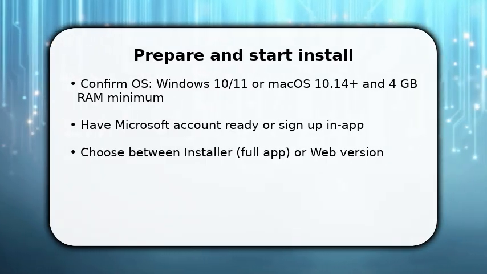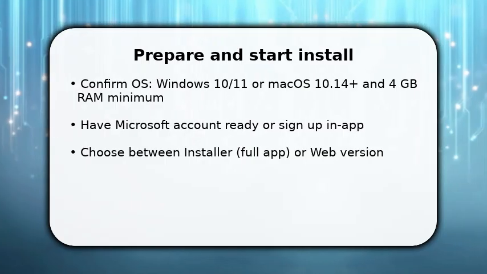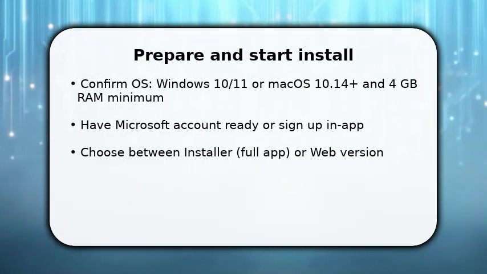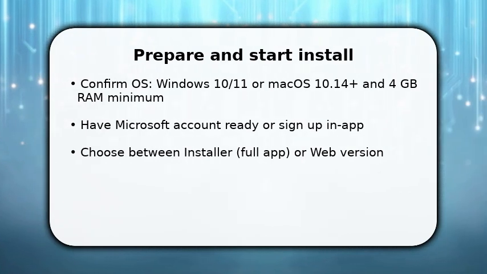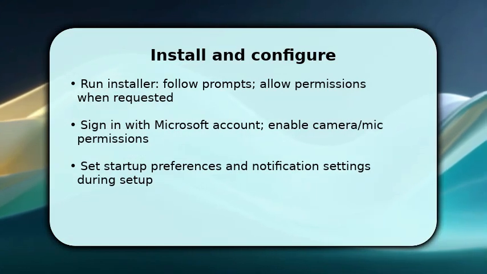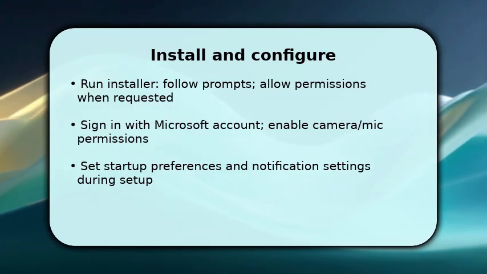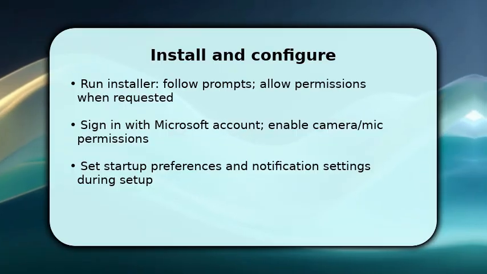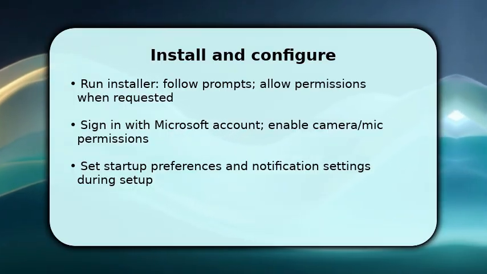Once the download finishes, locate the installer in Downloads and double-click it to start. You want the installer running now, so the setup can create shortcuts and integrate with your OS immediately. Once the installer runs, follow the on-screen prompts and grant any permission requests so Teams can use your camera, microphone, and notifications. When prompted, sign in with your Microsoft account.